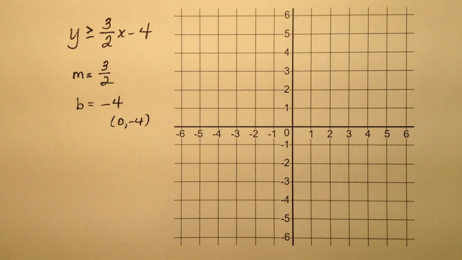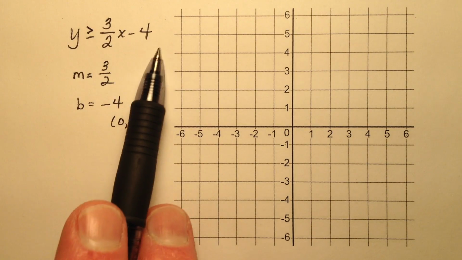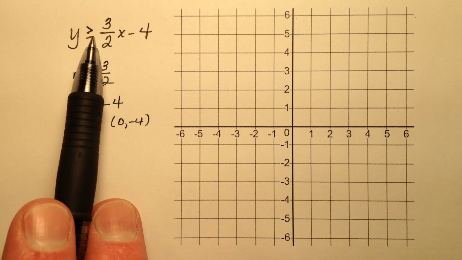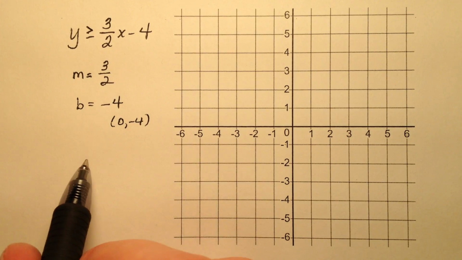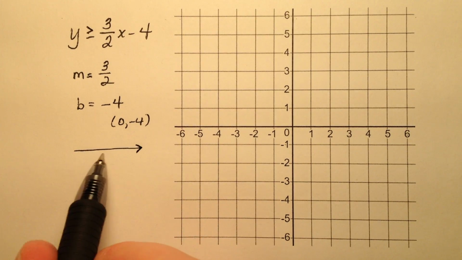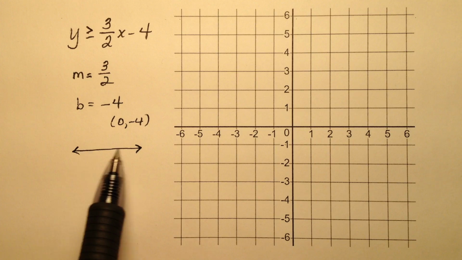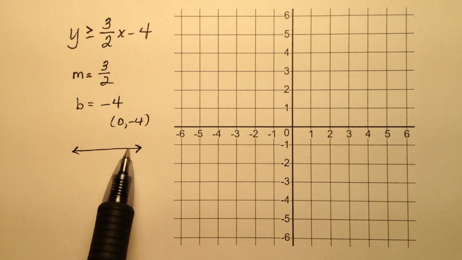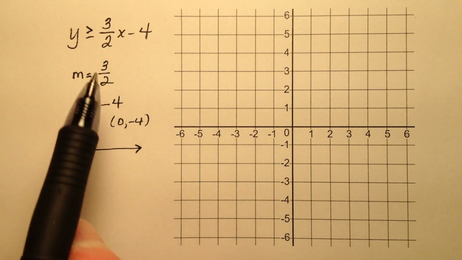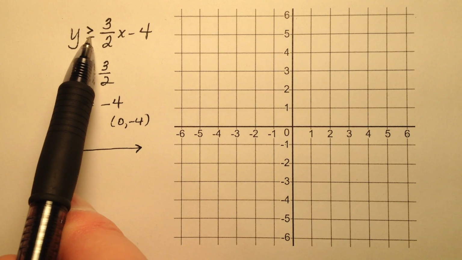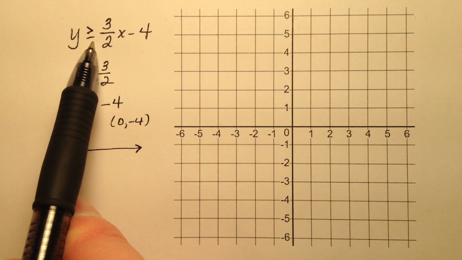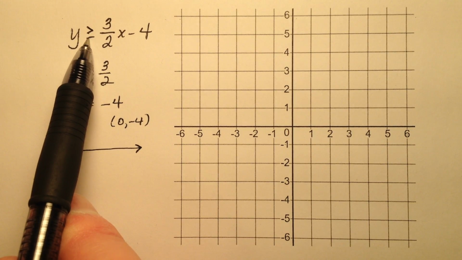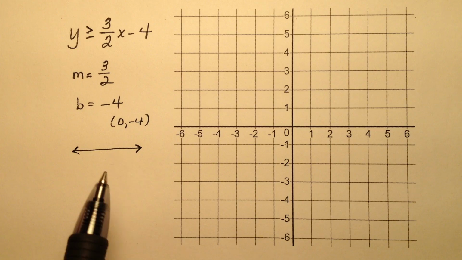So the other 2 pieces of information I need are whether this is going to be a solid or a dashed line, and since y is greater than or equal to, we have this equal to bit, which means it's going to be a solid line. And when I draw my line, it's going to separate my coordinate plane into 2 regions, and the line will be the boundary between those 2 regions. And this equal to indicates that the boundary itself will be included in the solution set.